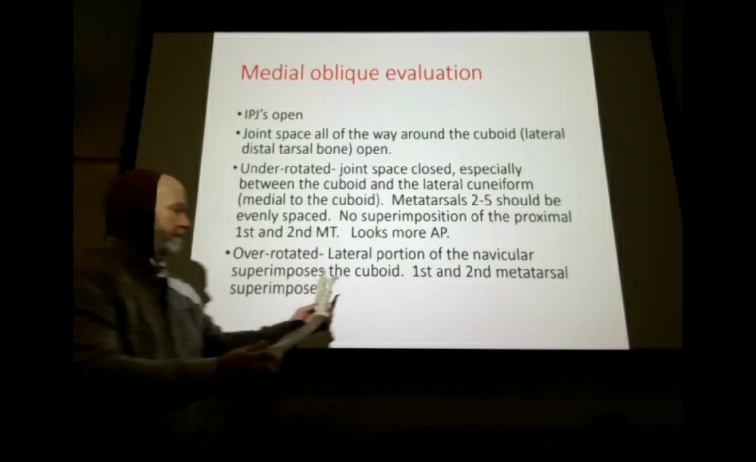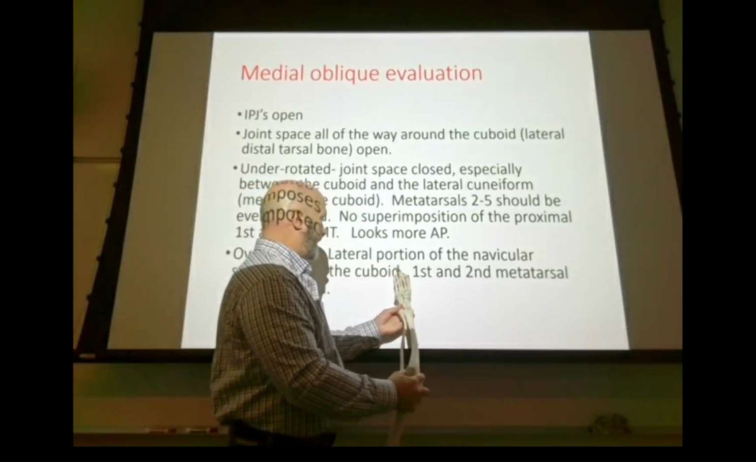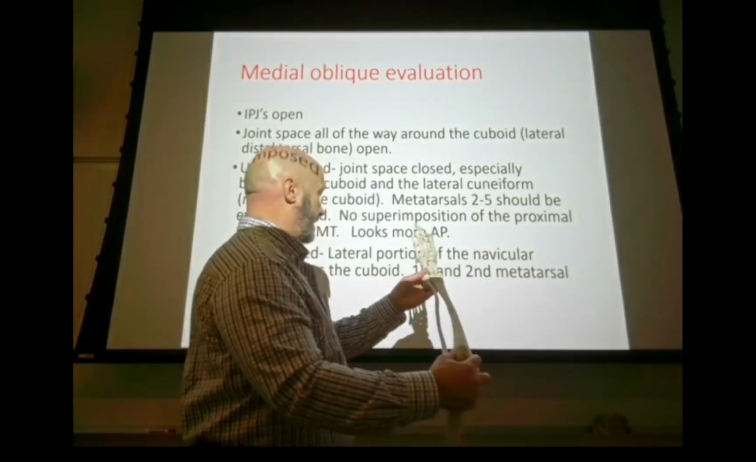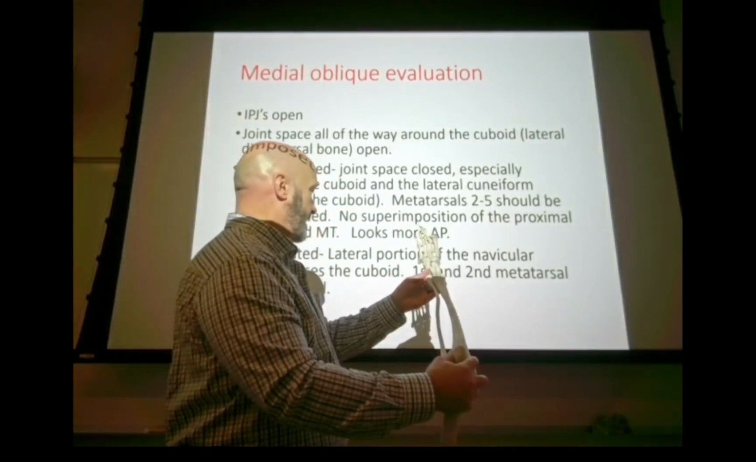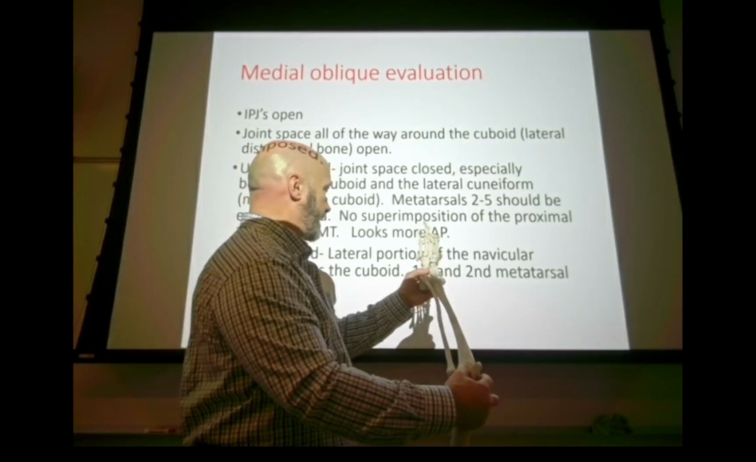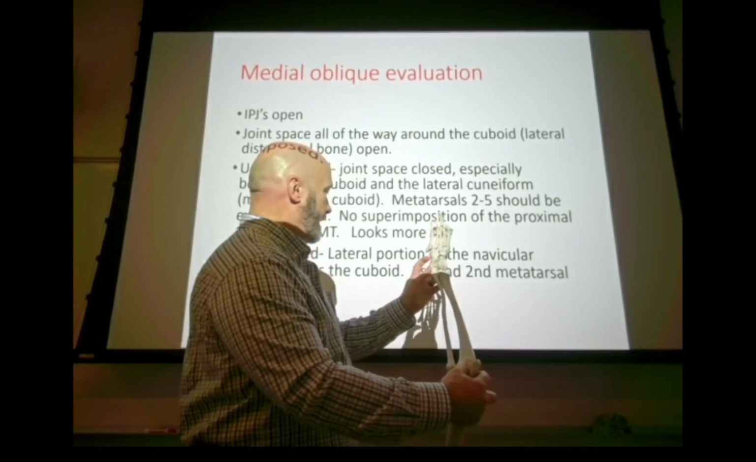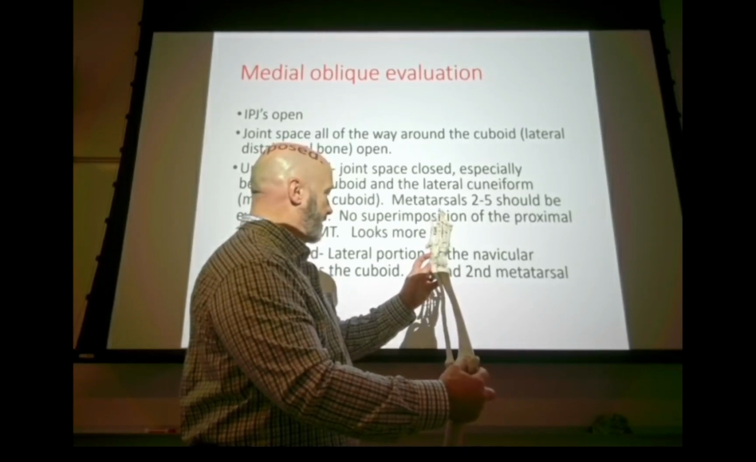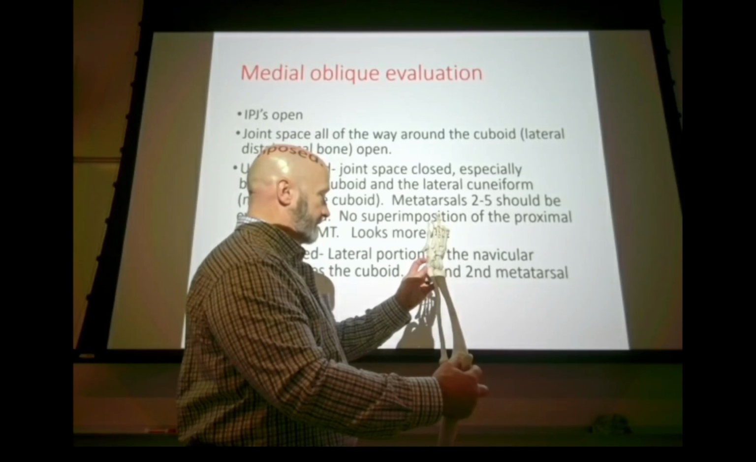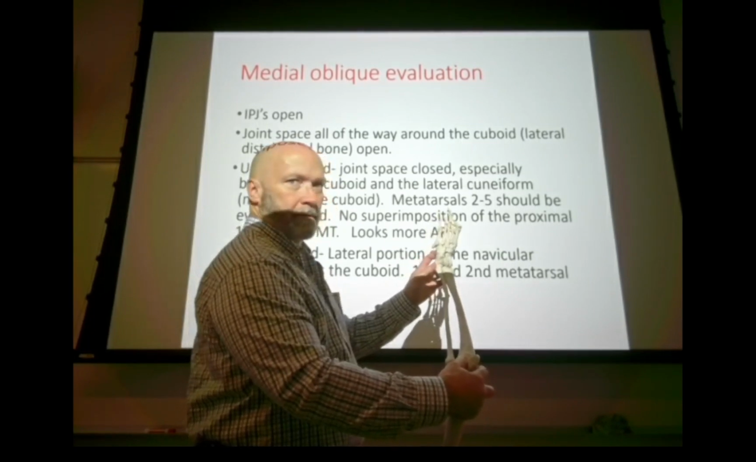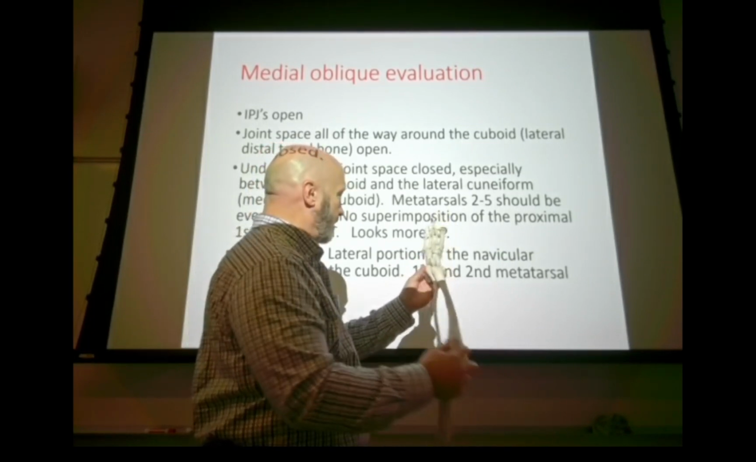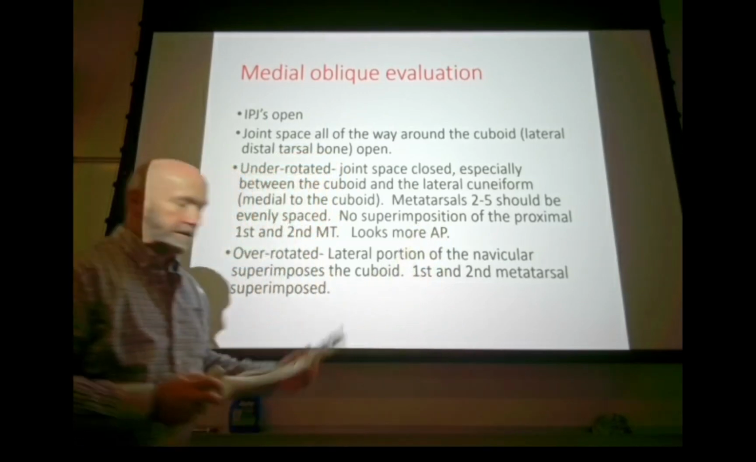So let me get down here in the white portion. As we rotate up, try to get this back so that hopefully y'all can see it. As we rotate up, notice we get more superimposition on the medial side and the lateral side opens up. And you get this nice space all the way, it should be seen all the way around the cuboid, right there. Okay, so medial oblique, always medial oblique on your feet.